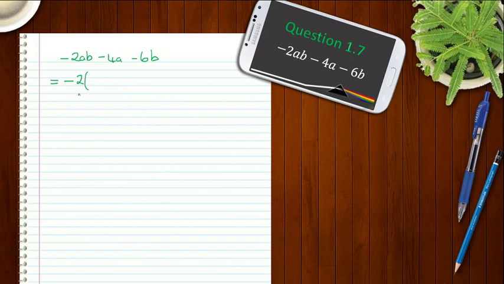We open our bracket. If I take out negative 2 here, I'm left with ab. If I take out negative 2 from negative 4, now this sign changes to a plus, and then 4 divided by 2 is 2a. If I take out a negative, it becomes a positive. 6 divided by 2 is 3, and then we have the b still there.